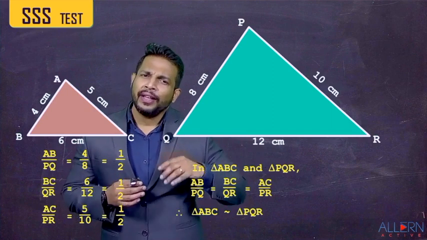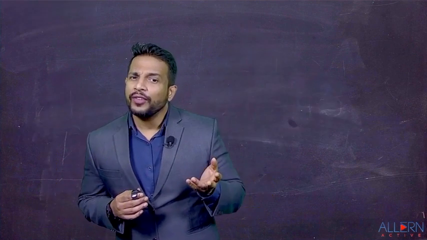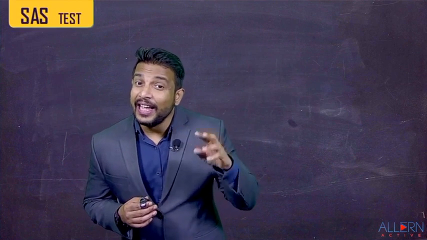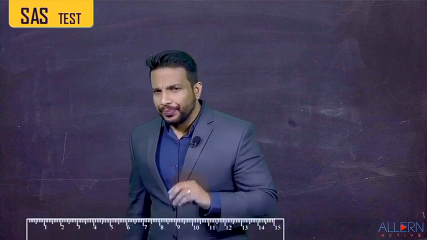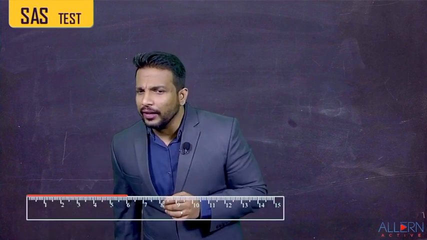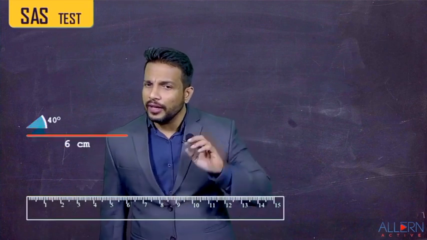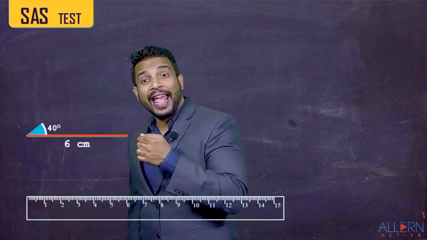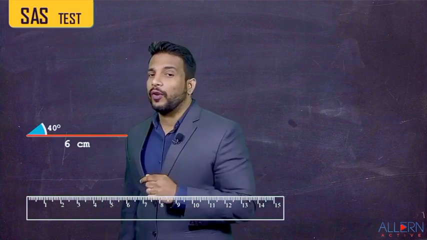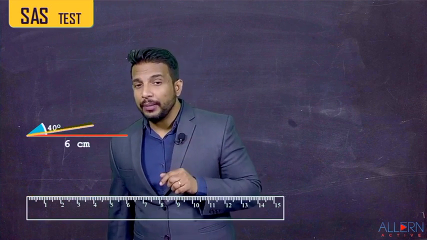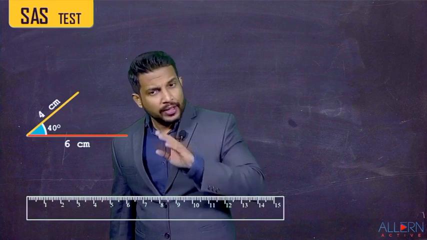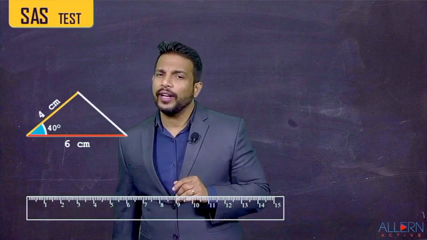Easy. Now we have the last test to determine whether 2 triangles are similar, and that is SAS test, the combination of sides and angle. Now it's going to be very simple. Let's understand. Again, we construct one triangle first. We have taken the base here as 6 centimeter. We have taken an angle on the base there as 40 degree. And we take another side here to be 4 centimeter, right? And we join the remaining 2 vertices to get the triangle.